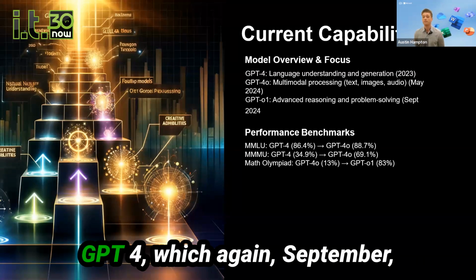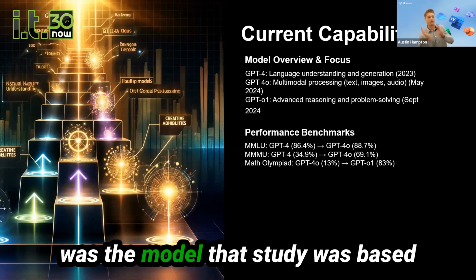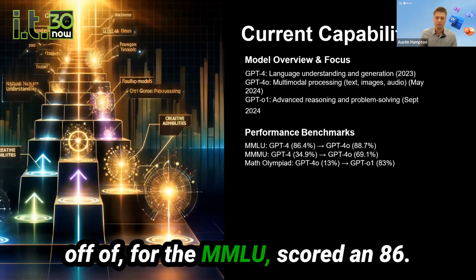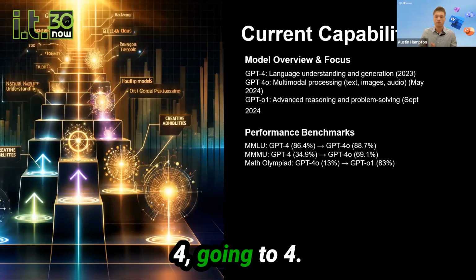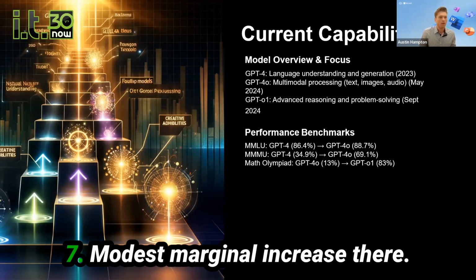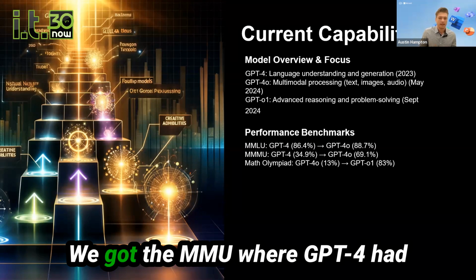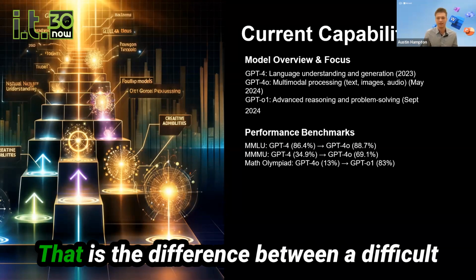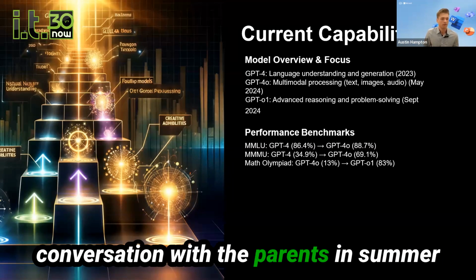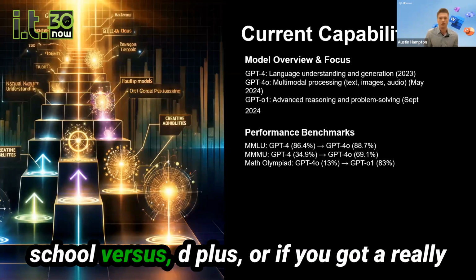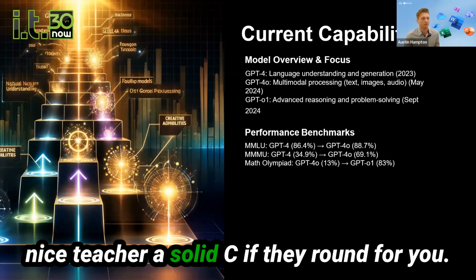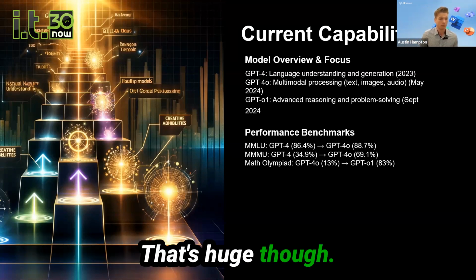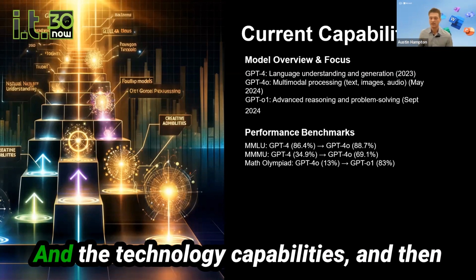Performance benchmarks. GPT-4, which again was the model that study was based off of, scored an 86.4 on the MMLU, going to GPT-4o scored 88.7. Modest marginal increase there. On the MMMU, GPT-4 had a 34.9%, where GPT-4o had 69.1. That is the difference between a difficult conversation with the parents about summer school versus a D+, or if you got a really nice teacher, a solid C- if they round for you. That's a massive jump in the breakthroughs and the technology capabilities.